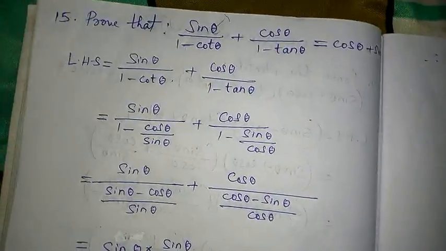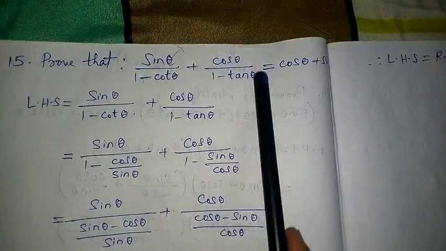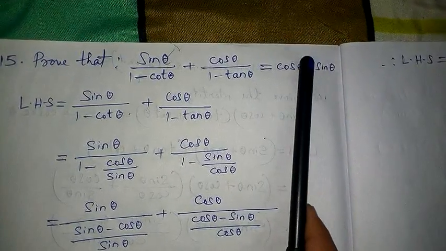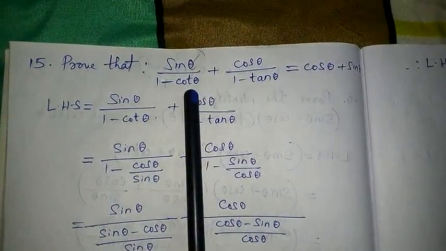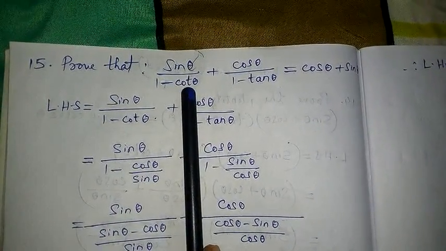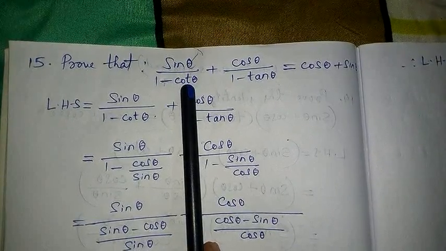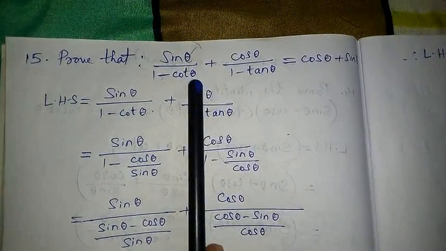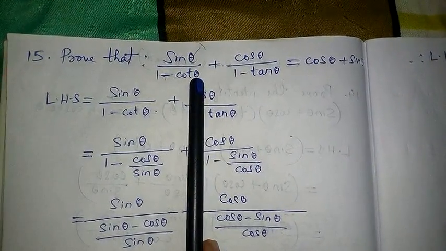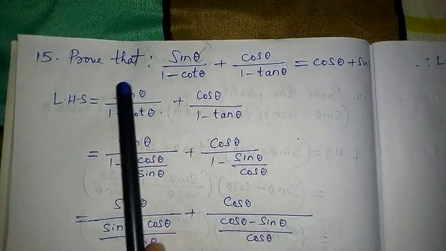Let me discuss one more question, children. This is your LHS and this is your RHS. So let us try to prove it. Here you need a correction in the question. In your book it is cos theta, but you write it cot theta. That is a printing mistake. Make it cot theta. So I wrote the LHS.